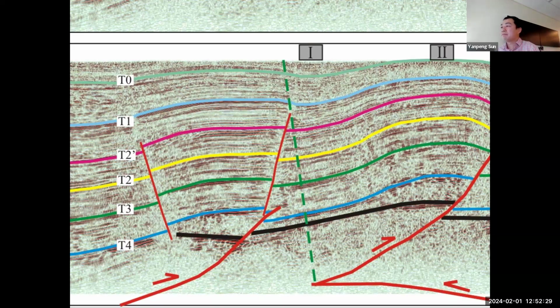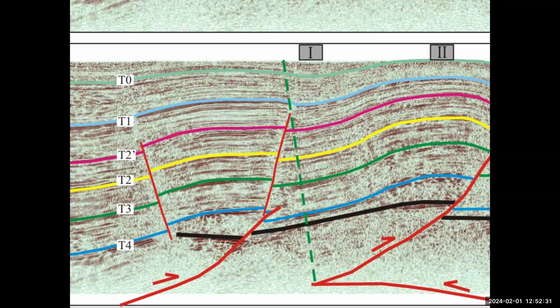Yeah, next. All right. Martin Reyes said, thanks for the nice talk. I'm just curious, what is your reason to draw high angle faults, especially in areas with a lack of good seismic imaging?